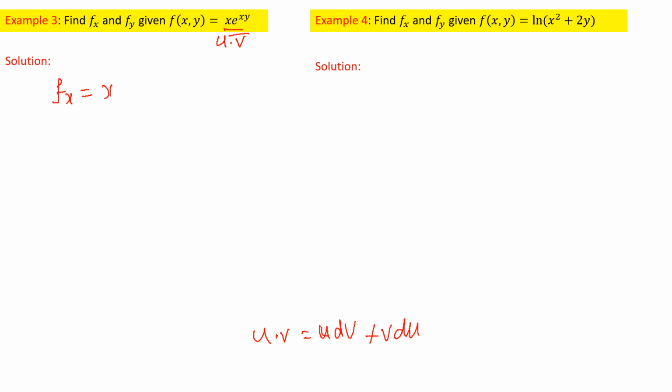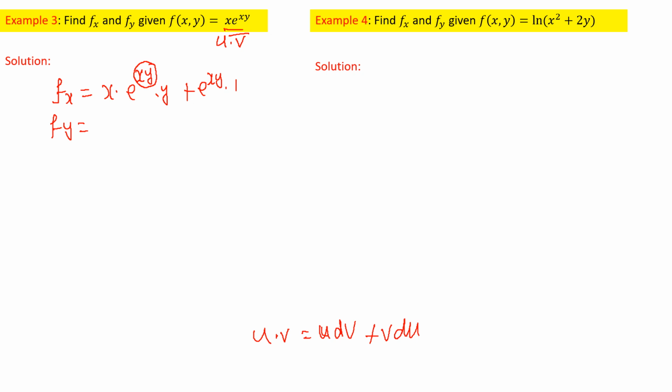So keep x as it is. Derivative of e power xy with respect to x will be the same, and by chain rule derivative of xy will be y, plus v du. V is e power xy. Derivative of x with respect to x will be 1.